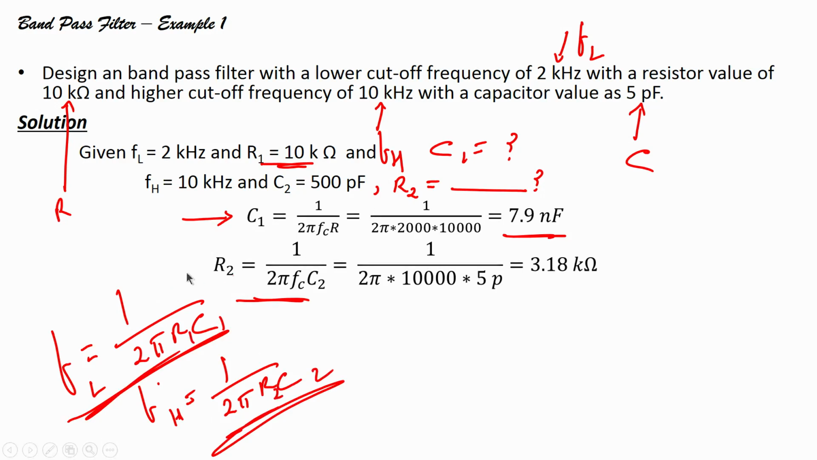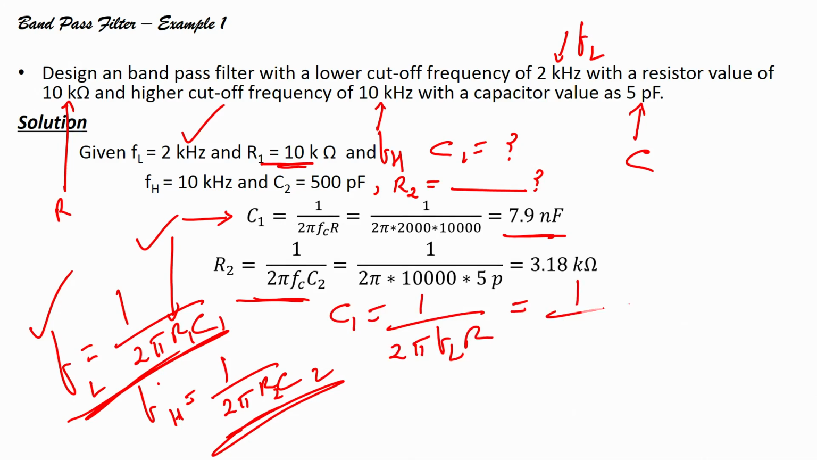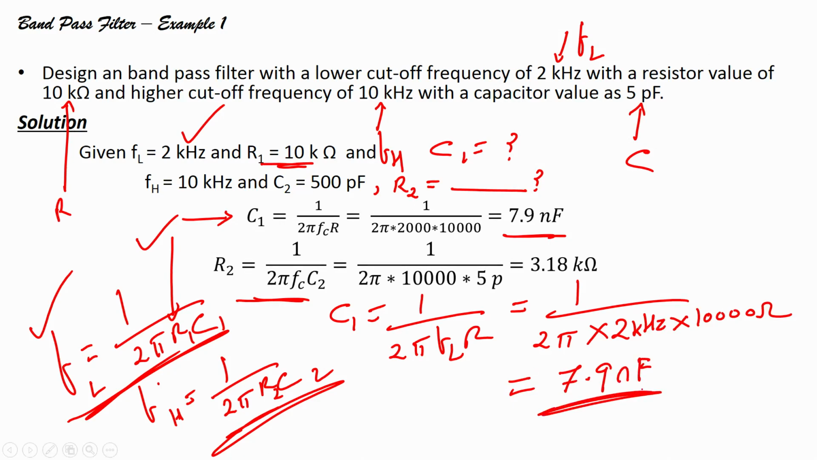So, here what is given? We are given the value of FL, and we have R1. What we do not have is C1. So, C1 would be equal to 1 upon 2 pi FL R. We can substitute the value: 1 upon 2 pi, FL is 2 kilohertz, into resistance, which is 10 kilo ohm. So, we will get the value of C1 equals 7.9 nanofarad. Beautiful, very easy.